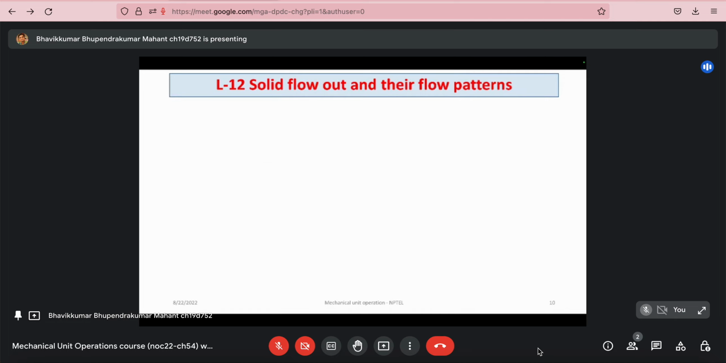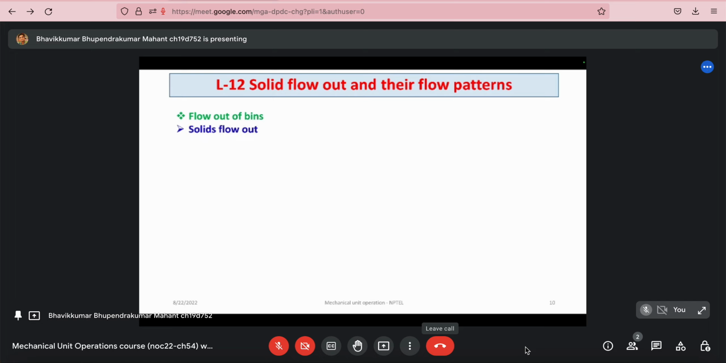That is the whole purpose of taking this kind of theoretical topic in between the examples, because this whole exercise is more theoretical than the assignment of this week and the example ones. So, solid flow out and their flow patterns: how the solid will flow out, and what the flow patterns are.